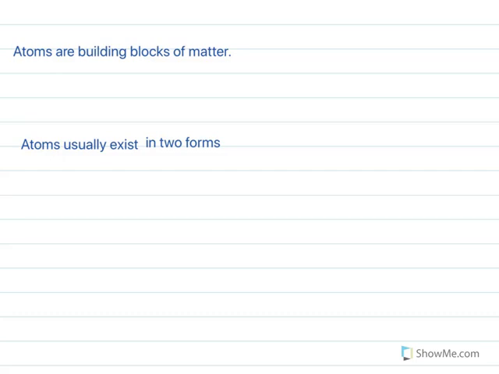In the last lesson, we learned that atoms are building blocks of matter, which means matter is made up of atoms. Many atoms put together, you get matter. Just like cells are building blocks of organisms, organisms are nothing but a collection of cells. Same way, matter is a collection of atoms. So atoms are a building block of matter.